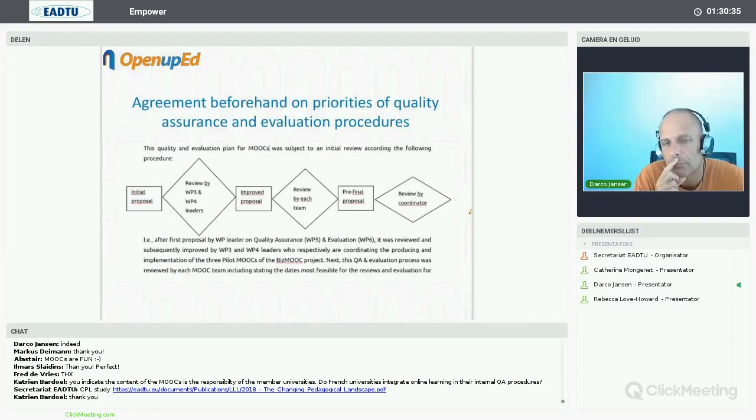The next phase in the project was that I, as work package leader on quality assurance and evaluation, made an initial proposal on quality assurance. That proposal included criteria for checking the quality of the MOOCs, including also the process of checking the quality. It was reviewed by the work package leaders, which led to an improved proposal. That improved proposal was reviewed by each MOOC production team before starting with the production, and then it was reviewed by the final coordinator. So the quality assurance process was tailored to the needs of the teams and checked, and the criteria were well known beforehand.